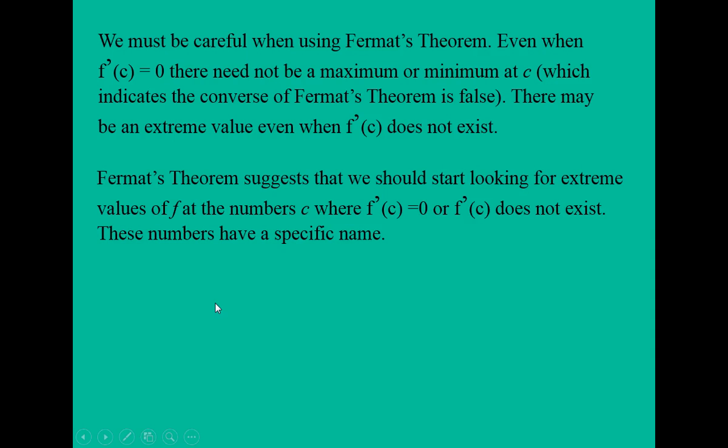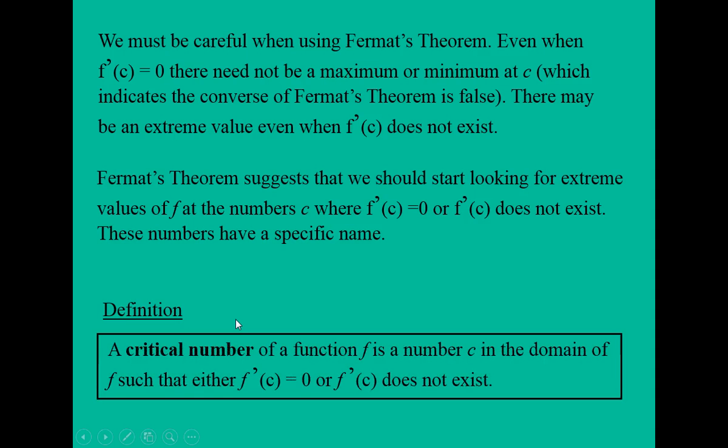These numbers have a specific name. We say they are critical numbers. So here's a definition. A critical number of a function f is a number c in the domain of f such that either f prime of c equals 0 or f prime of c does not exist. That's where we're going to start looking to see if we have absolute maximum or minimum values.